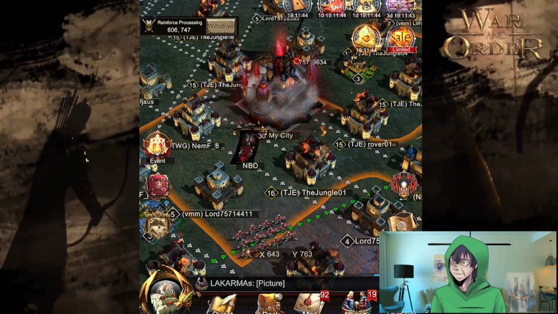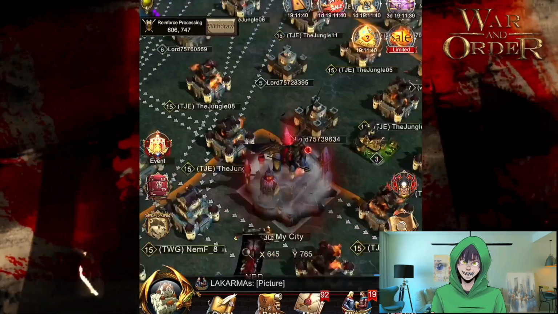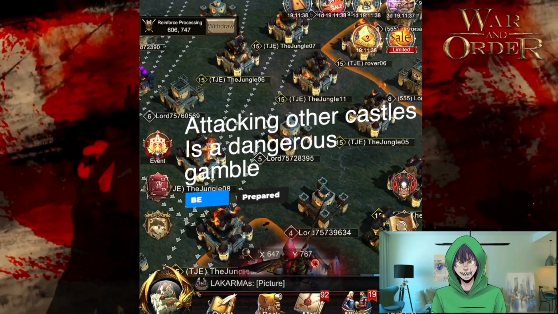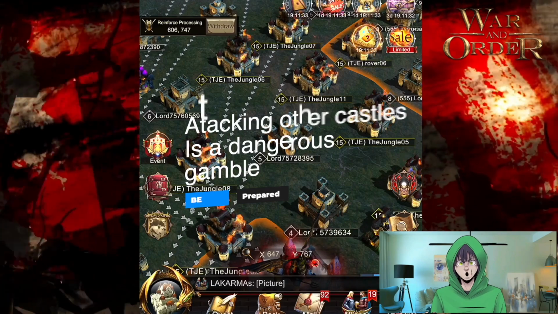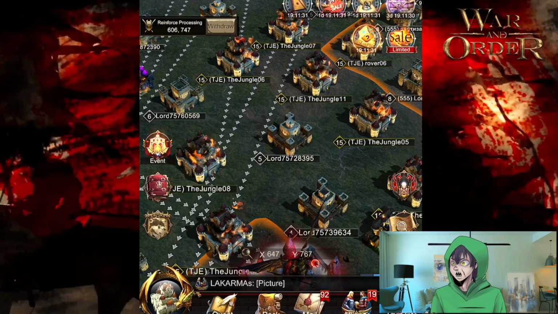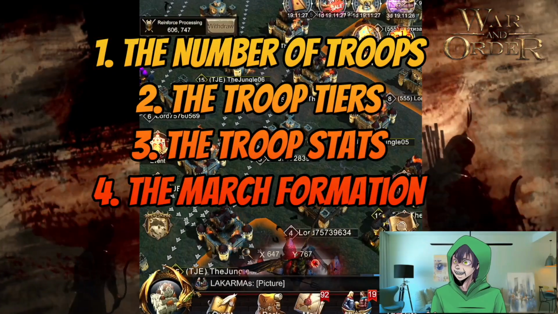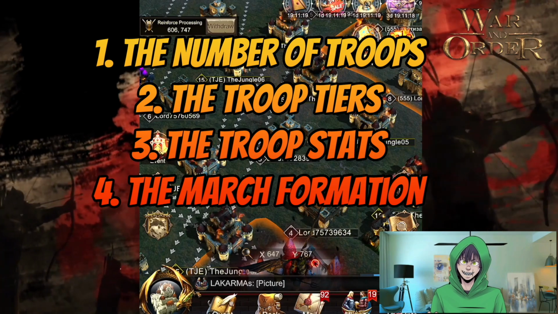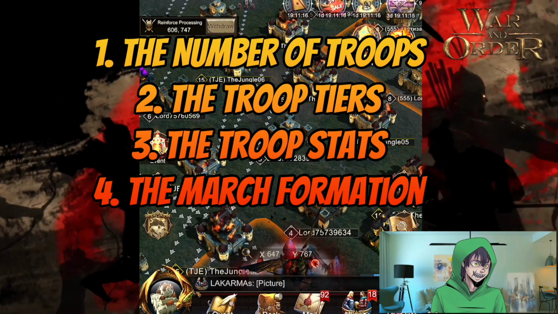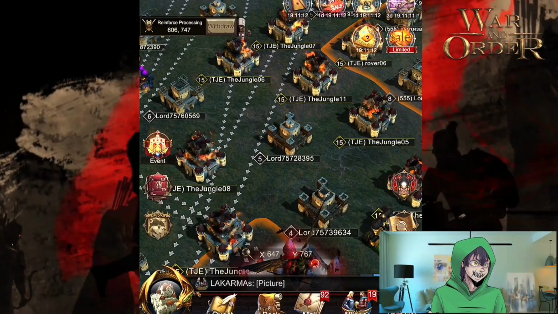All right, so back to attacking. Attacking another castle is always a dangerous gamble. Whether you win or lose comes down to a few small things. It's going to come down to the number of troops you have, the troop tiers, troop statistics, and the march formation that you're using, the type and the number of troops that you're using in that attack.